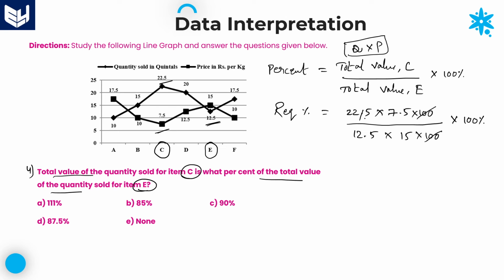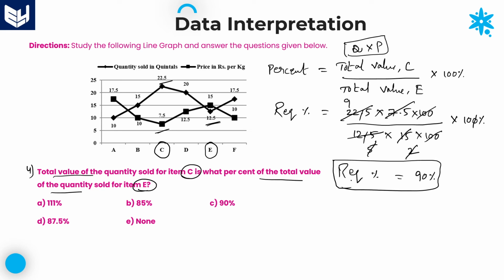Now here one decimal digit cancels. 7.5 ones are 7.5, twos are, next 25, nines are 25, fives are, and next 5 twos are 10. 0 gets cancelled. Therefore, what is our required percentage? 9 into 10, which is equal to 90 percentage. 90 percentage is the required percentage.